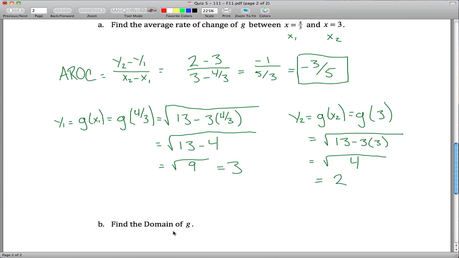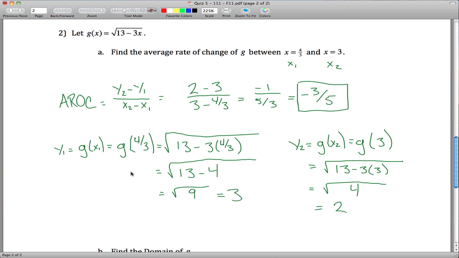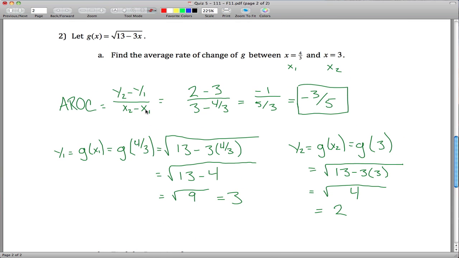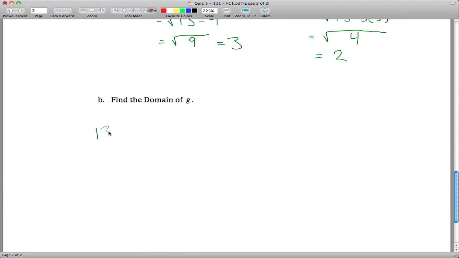For g, the domain rules, remember you've got to make sure you don't divide by 0 and don't take the square root of a negative. There's no division going on here, so we won't divide by 0. So what we have to do is make sure that what we're taking the square root of here, this 13 minus 3x, is not negative. That is greater than or equal to 0. So if you solve this inequality, you get -3x is greater than or equal to -13. x is less than or equal to 13/3.